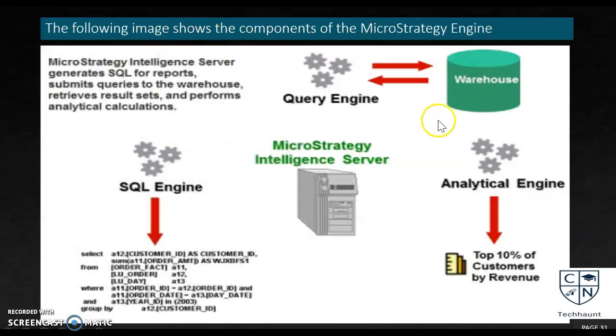Okay, so the following image shows the components of the MicroStrategy engines and how the query works. The intelligence server generates the SQL for reports, submits queries to the warehouse, retrieves result sets, and performs analytic calculation. Performing the analytic calculation is the task of your intelligence server. You can see there is a SQL engine. If you are familiar with the SQL language, it's a SQL query which is being executed against your data warehouse, whatever database you have.